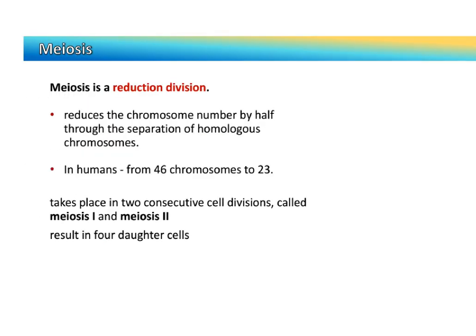Meiosis is a reduction division, and the reduction division simply means that the chromosome number, please take note, is reduced by half. Through the separation of the homologous chromosomes, meaning to say for human beings, you will go from 46 to 23. And there are two consecutive divisions. Consecutive simply means that if meiosis 1 takes place, after that, meiosis 2 will take place. And the total number of daughter cells that will be produced is 4, and they are all genetically non-identical.